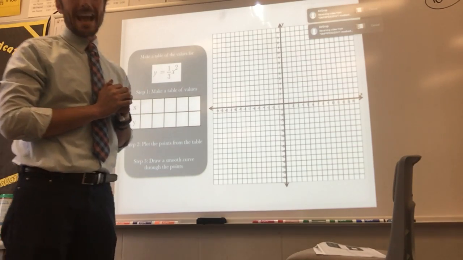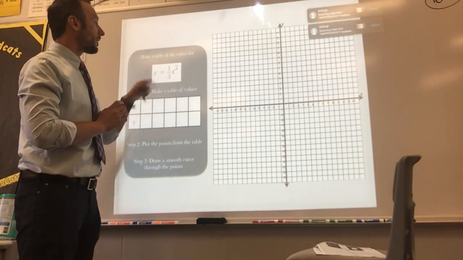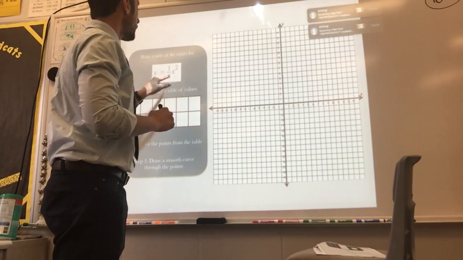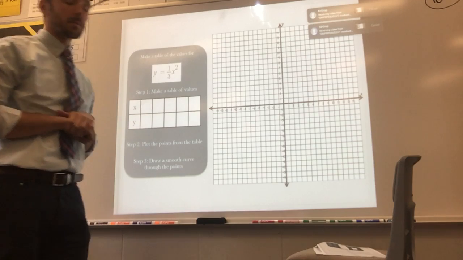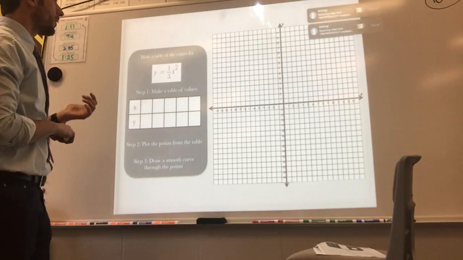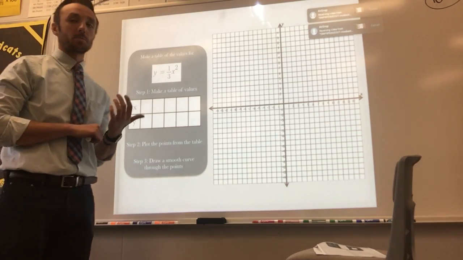y equals 1/3 x squared. Once again, we have a fractional leading coefficient. It's positive, so we know it's going to be going upwards. But now we have to be careful with the points that we pick, because we'll want to pick points that when we square them are still divisible by 3, because we'll have to multiply it by 1/3.